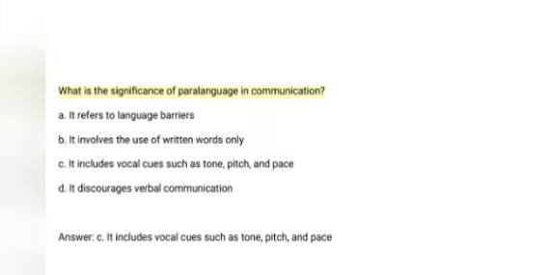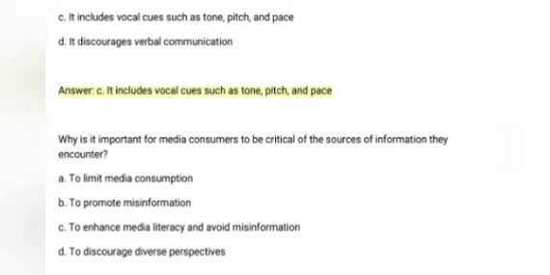What is the significance of paralanguage in communication? A. It refers to language barriers. B. It involves the use of written words only. C. It includes vocal cues such as tone, pitch, and pace. D. It discourages verbal communication. Answer: C. It includes vocal cues such as tone, pitch, and pace.